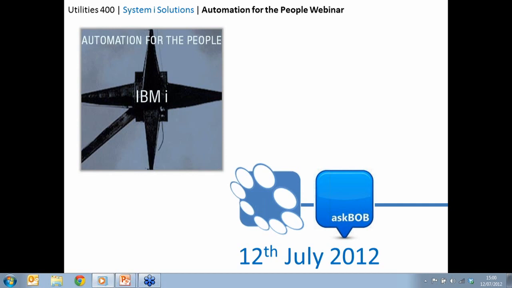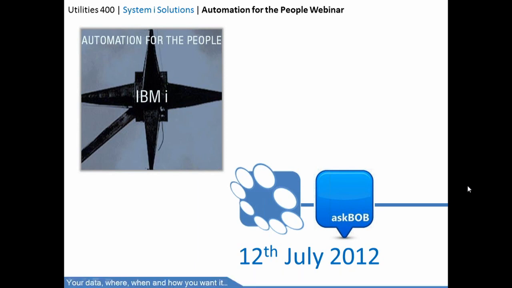This is a webinar to promote best practice in applying triggers and workflow automation to improve IBM i business processes. This presentation is a joint Utilities 400 and Ask Bob production.